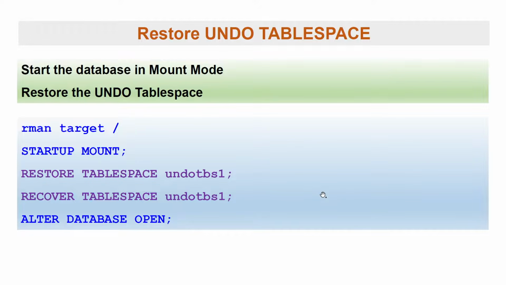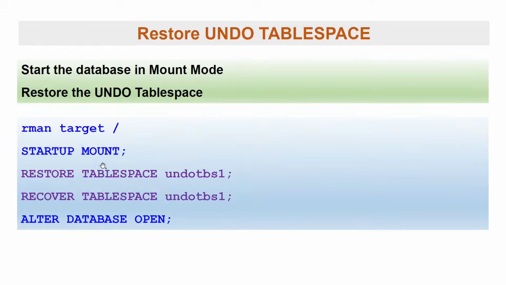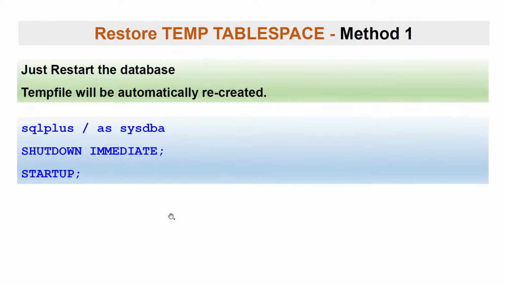Now, if you want to restore the undo tablespace, you again start the database in mount mode and restore the undo tablespace. Here I'm going to say restore tablespace undo tablespace 1, then recover tablespace. So we'll start the database and then finally open the database.